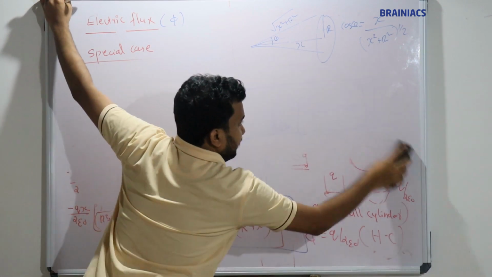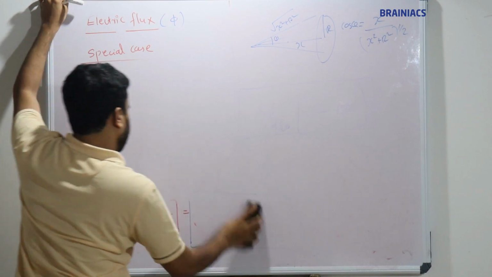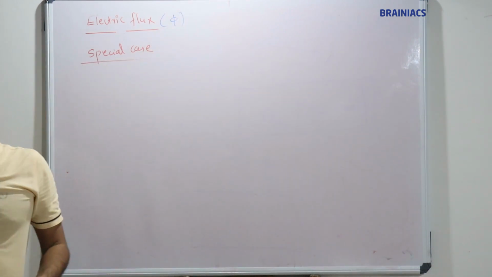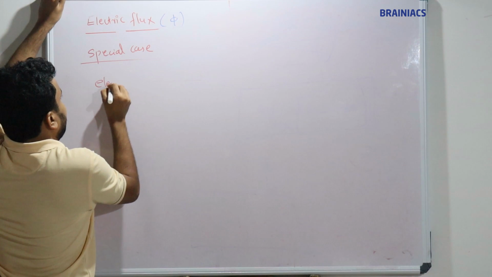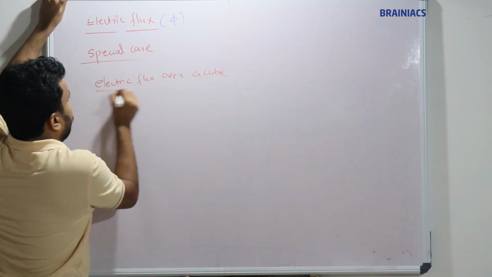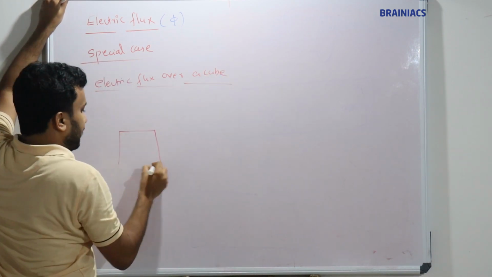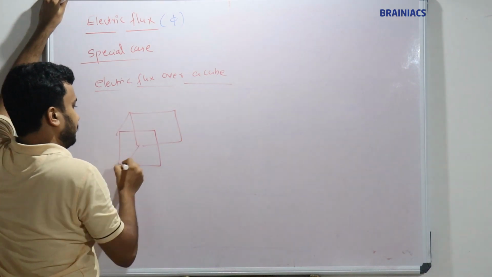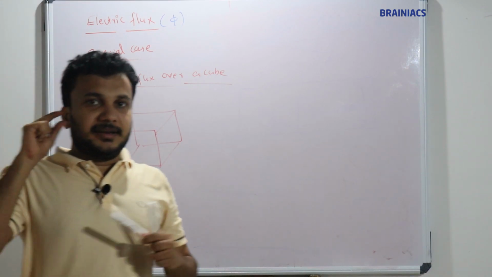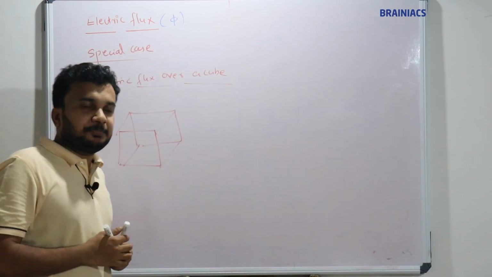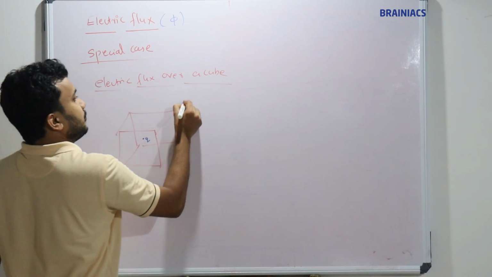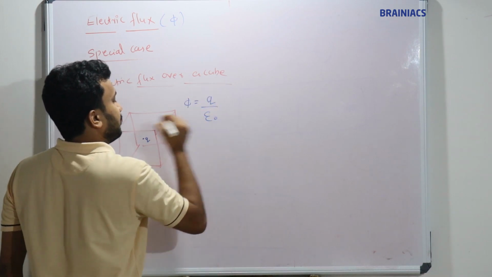Write down the heading: electric flux over a cube. The next heading, electric flux over a cube. We'll see electric flux over a cube. Listen very carefully. So we have a cuboid or cube-like structure like this. We have a cube. Here I need your three-dimensional imagination power. If you have placed one charge in the center of the cube, then what is the total flux passing over the cube? Q divided by epsilon 0.